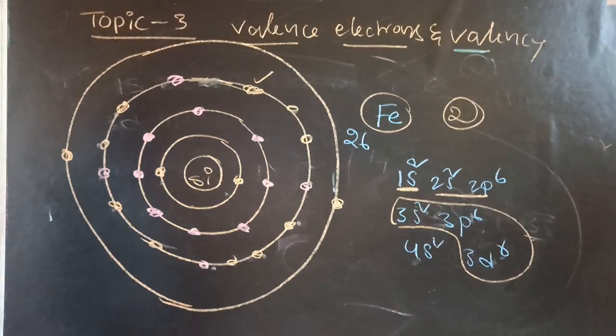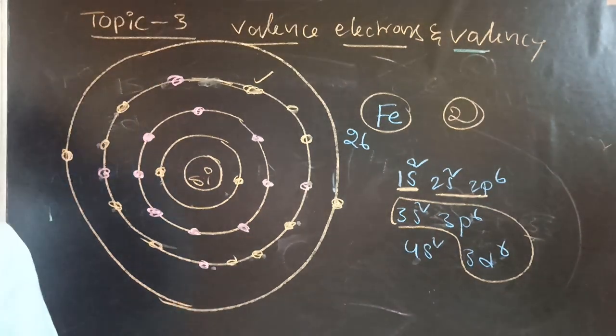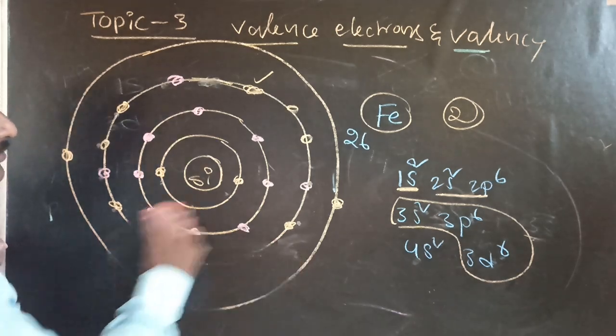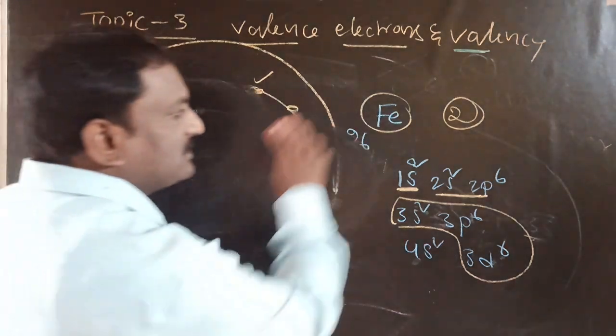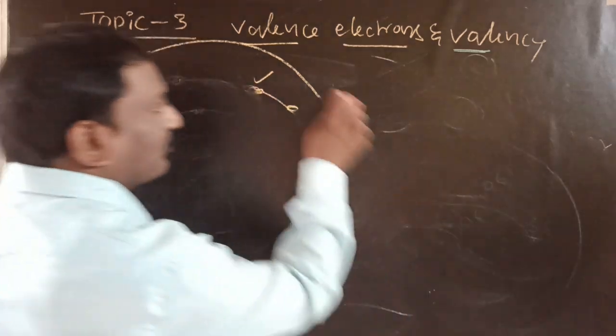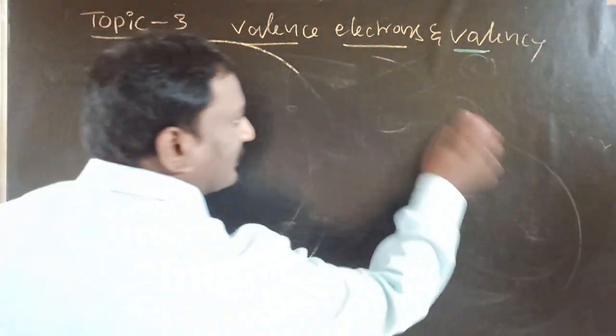Now, let me write valence electrons of 1 to 20 elements. Please make a note of it. Valence electrons of 1 to 20 elements.